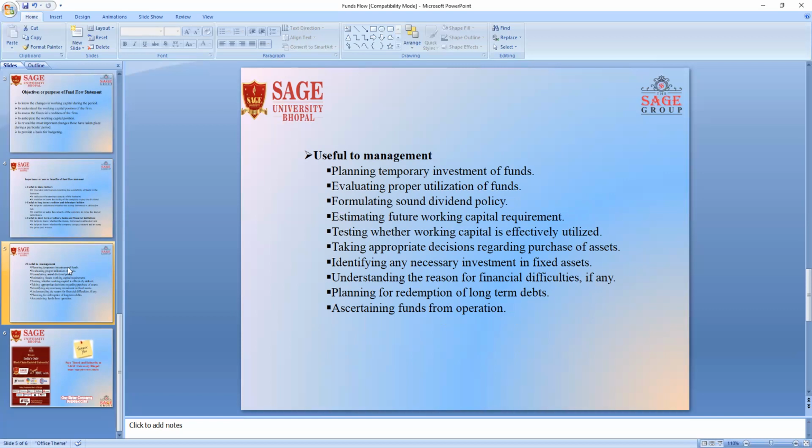Hope I have explained relating to the funds flow statement, what it is, the objectives, the purpose of it, and the uses or benefits of funds flow statement.